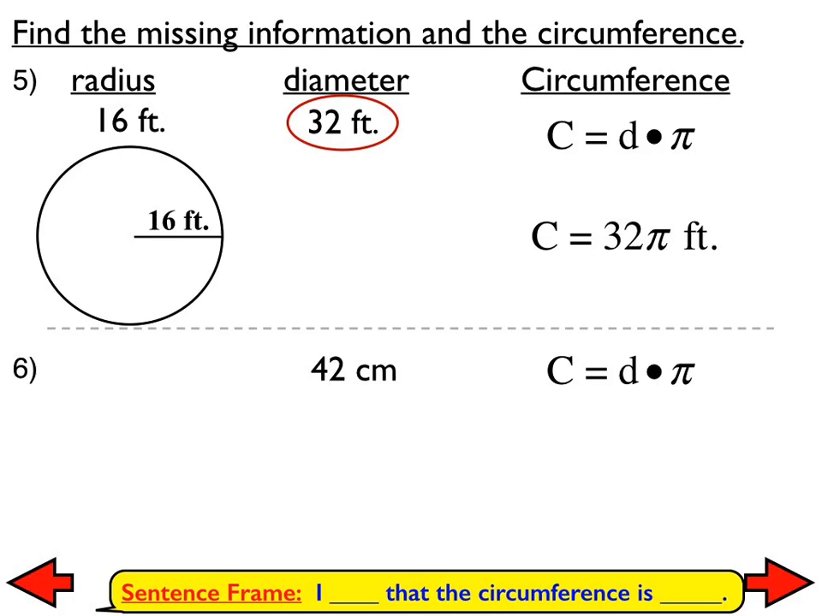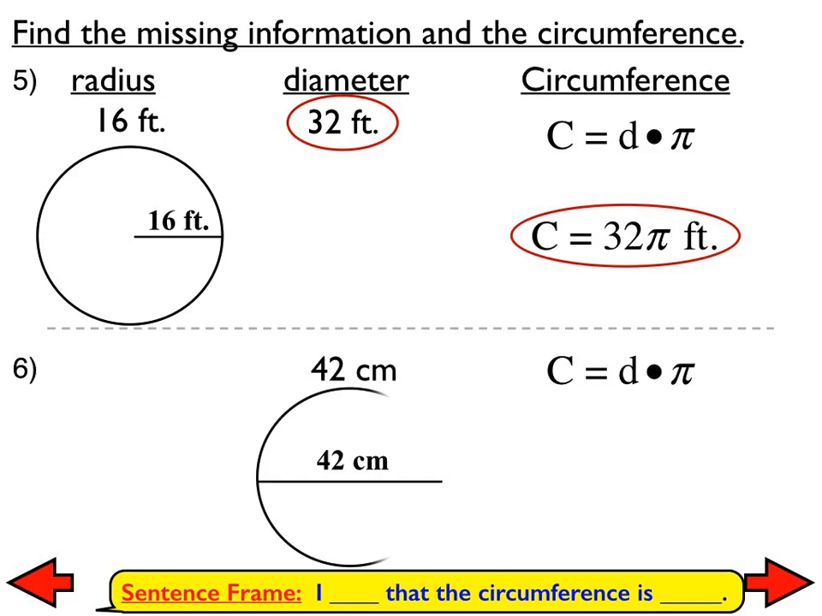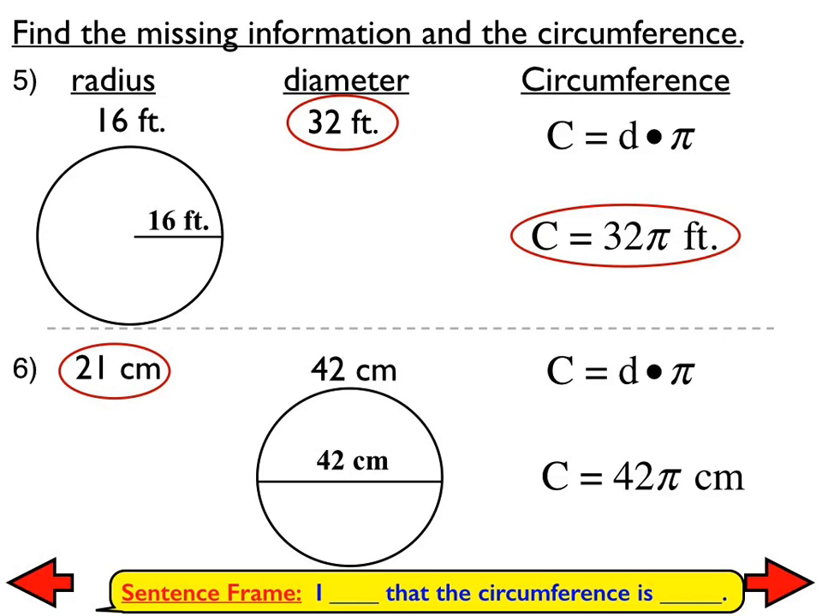How about number 6? What did you get for number 6? For number 6, I concluded that the circumference is 42 pi centimeters. Okay, good. And we already know the diameter. That's what we need. If we were asked to find the radius, it is 21 centimeters. But the circumference is 42 pi centimeters.